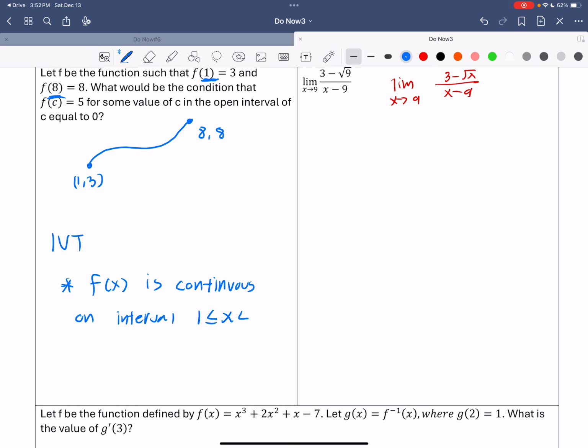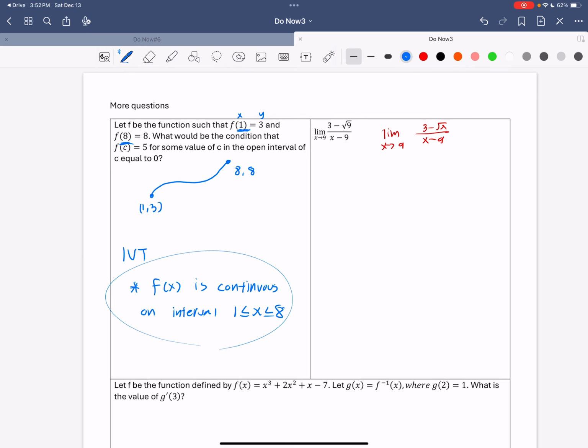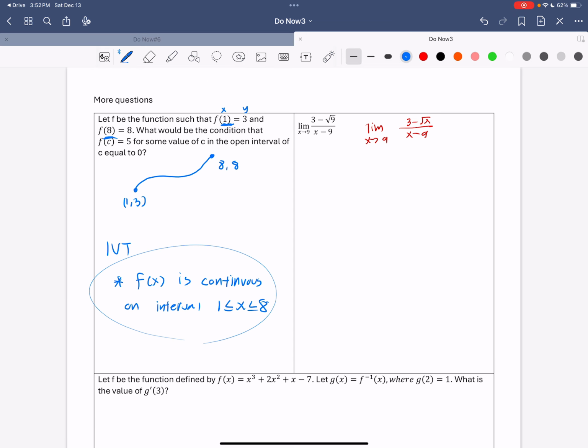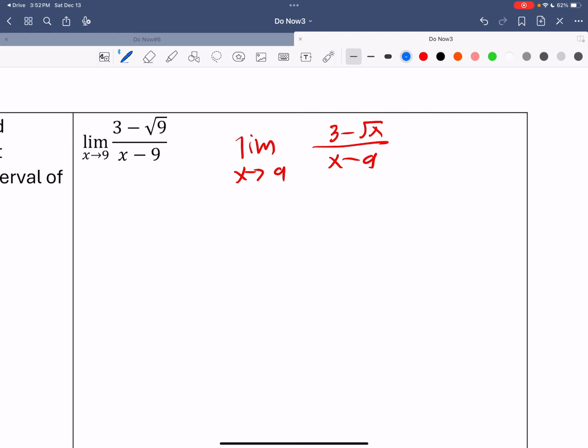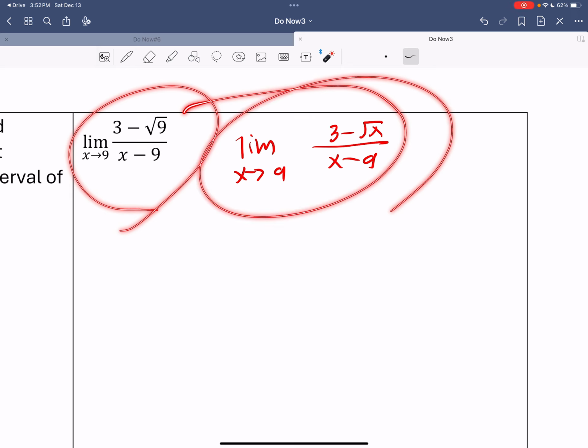That is the very first condition. And you're going to see that as a multiple choice, so you have to find something that says like continuous. Number 2, how will you approach this question?